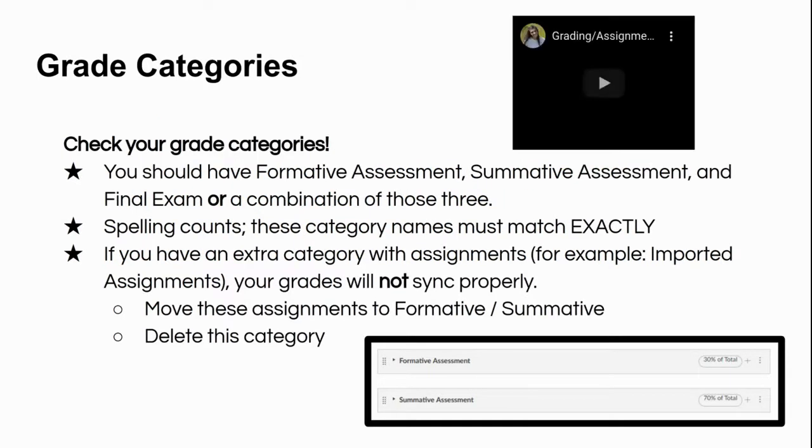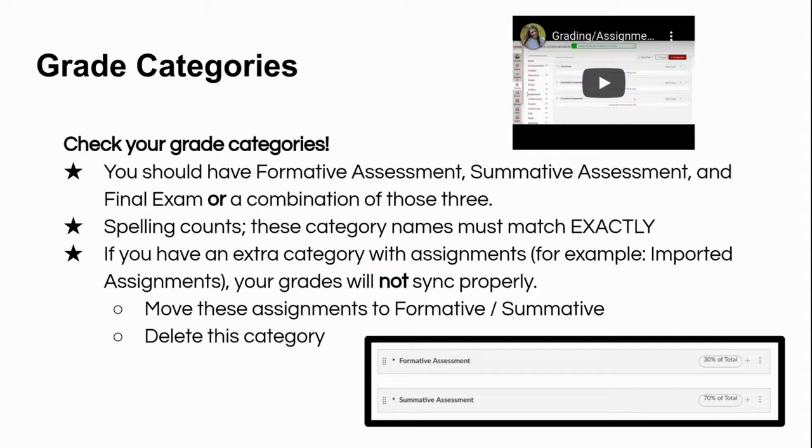Grade categories are really important, and make sure that your formative, summative, and final exam categories are spelled correctly, that they have the correct weights and those weights match to Skyward, and make sure that if you have any extra categories like imported assignments, that you don't have grades trying to sync to those categories. They won't sync over unless they're in those three main categories.